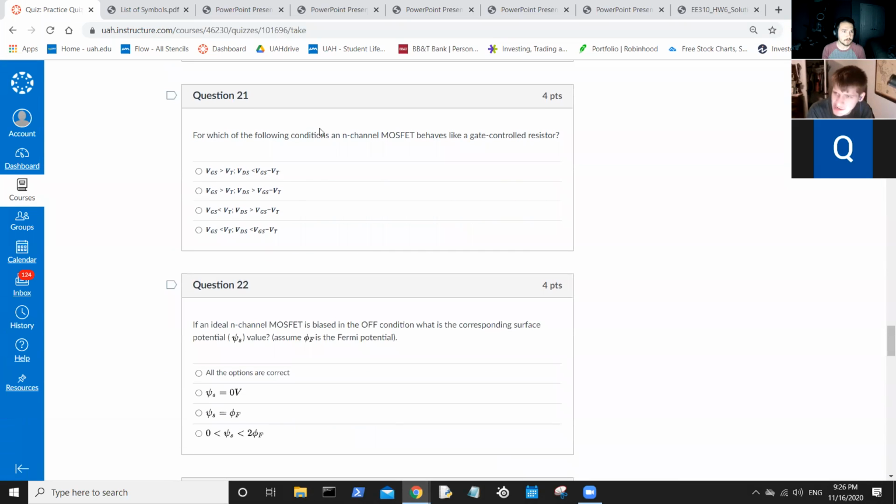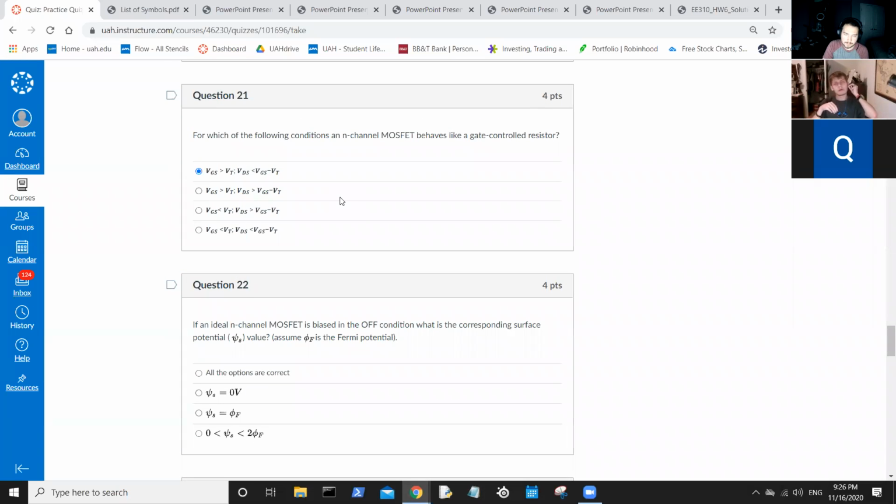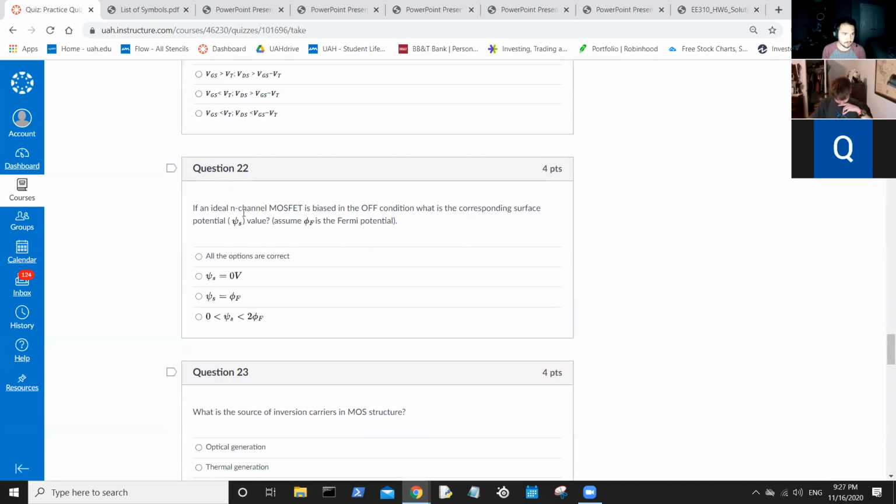Question 21: which of the following conditions in an N-channel MOSFET behaves like a gate-controlled resistor? I believe it was greater than, less than. I think it was this one. So the only thing that changed was the secondary parameter, where the drain source voltage is less. No, we start at 8. It goes to 9. Wow. Yes. So I'm going to list 21 as one that we need to look through the PowerPoint for more explanation, because I myself don't have the proper explanation for it. I just have the guess and check feeling for that one. So we'll go back to that once we submit this.